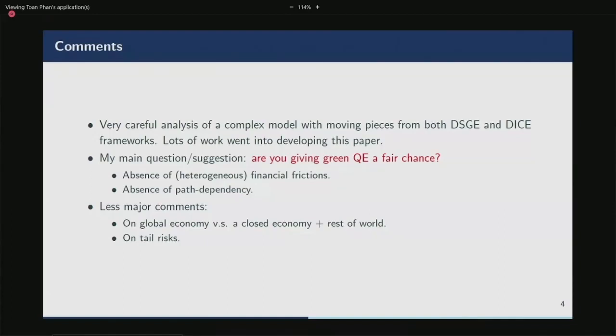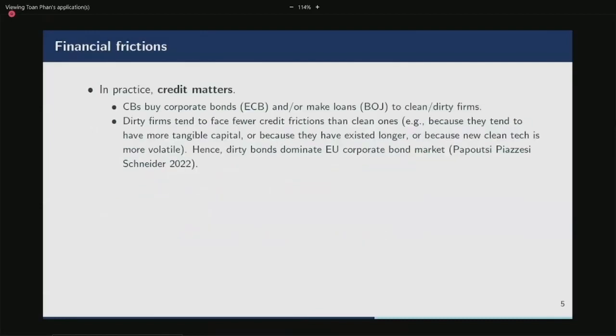I have also less major comments about modeling the global economy versus one particular closed economy versus the rest of the world, and I'll have some comments about calibrating tail risks. So let's go into the financial frictions, right? So in practice, credit matters.